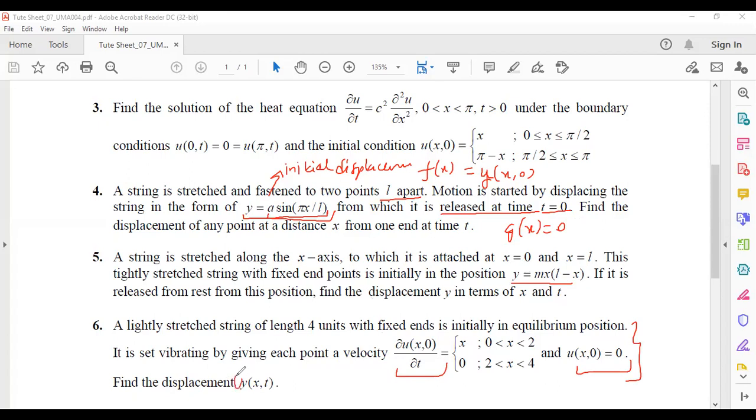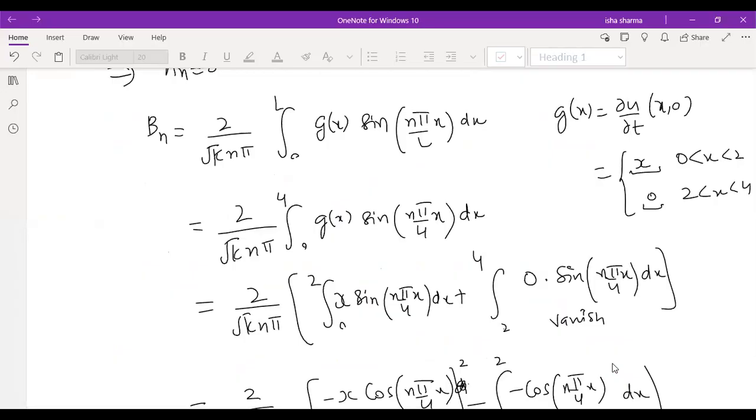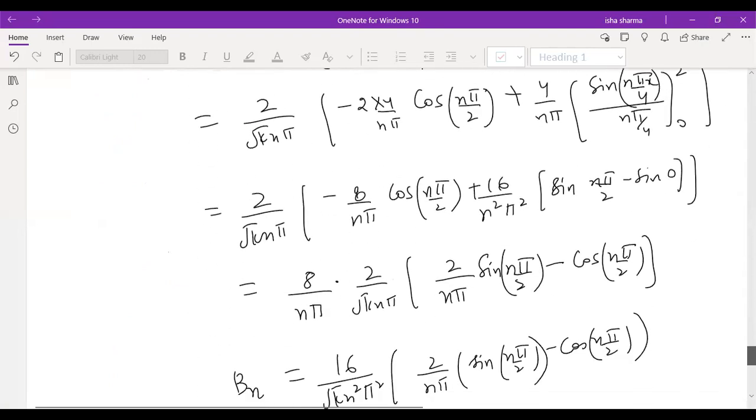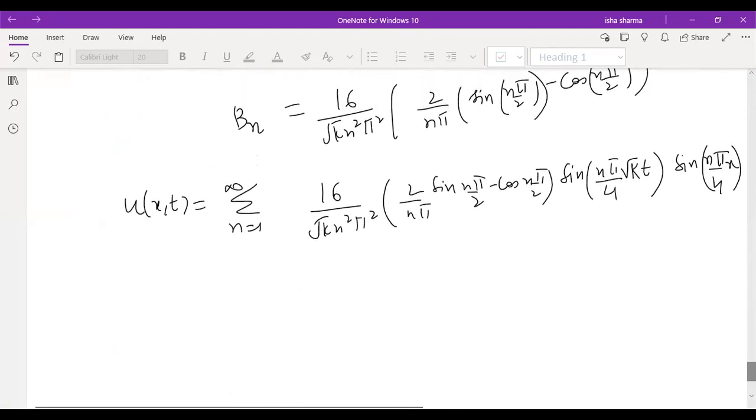So here is a mistake. This should be u. There should be consistent notation used for the displacement. Let me go back to the calculation which we were doing. Yes, this is the solution which we obtained for this one. If you want to further simplify it to a certain extent, you can do that.